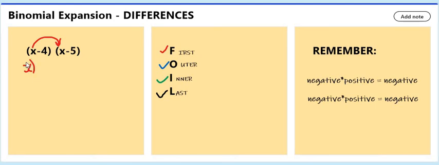Using my brackets again, as I said, sometimes the multiplication sign is confused with the x variable. So that's x times x.